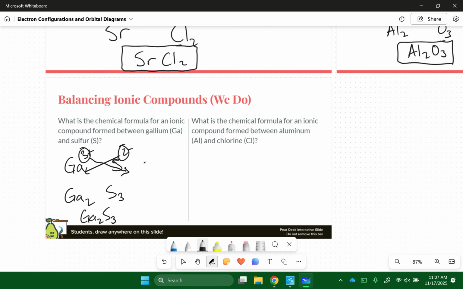If we check that, there's going to be 2 galliums, each with a 3 plus charge, for a total of 6 pluses. And there's going to be 3 sulfurs, each with a -2 charge. 2, 4, 6 for a -6 charge. We are balanced. This is my compound. So use this skill, finish your we do question, and then try the you do problems for yourself.